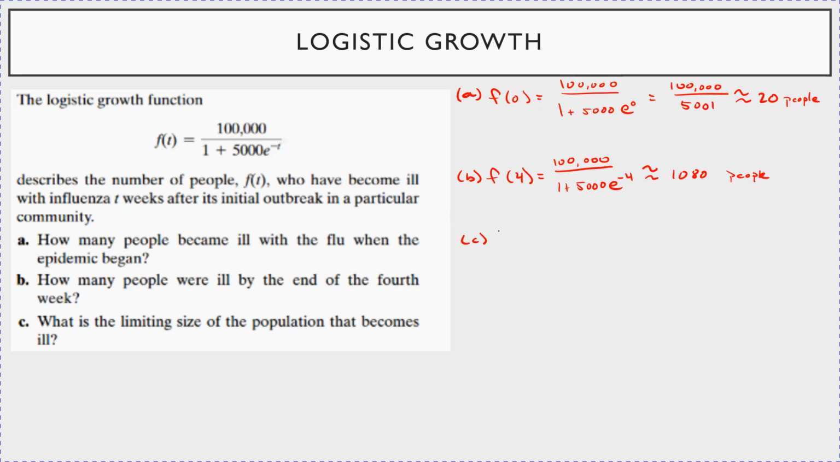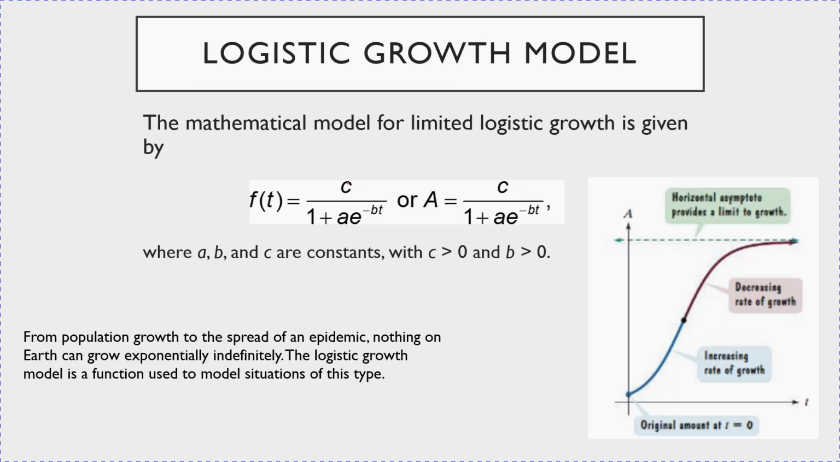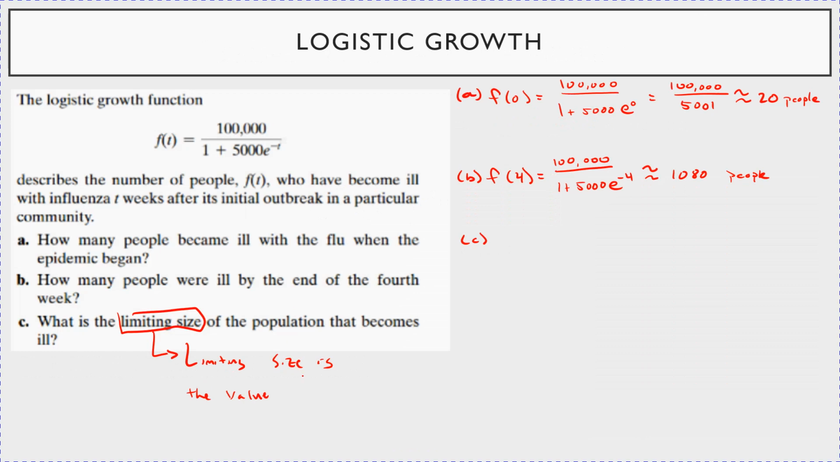And what's really great about these models is it says, what is the limiting size of the population that can become ill? The limiting size for all these models is the value, if you look back in our model here, the limiting value c, whatever the numerator is. So in this case, it's 100,000 people.